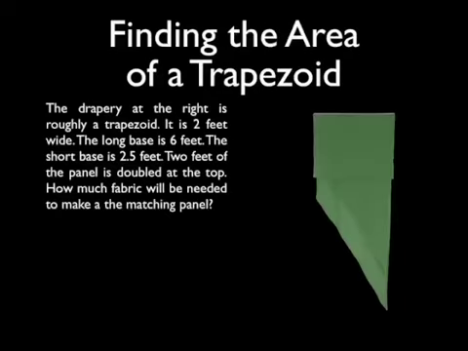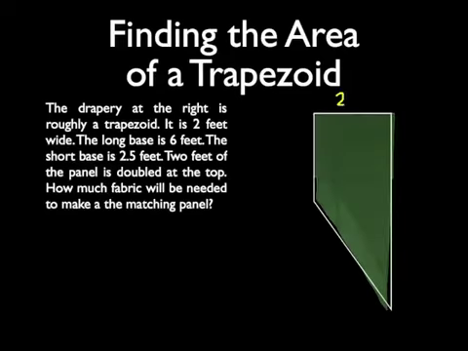So now let's use this. You will notice that the drapery at the right is roughly a trapezoid. We can superimpose a trapezoid there. It is 2 feet wide. The long base, that would be the right side, is 6 feet long, and the short base, the left side, is 2.5 feet long. And 2 feet of the panel is doubled at the top. So this area up here, you can kind of see that it's doubled up here. So how much fabric will be needed to make the matching panel?